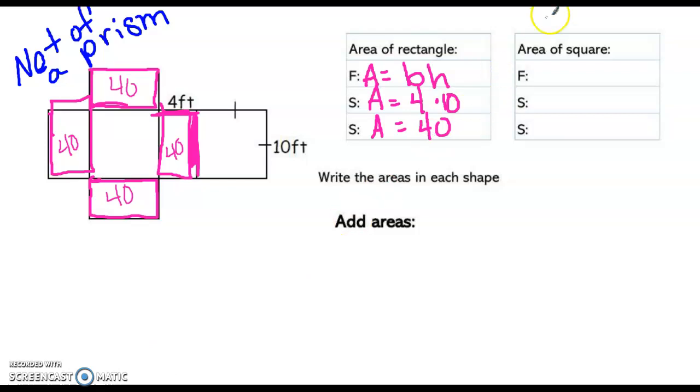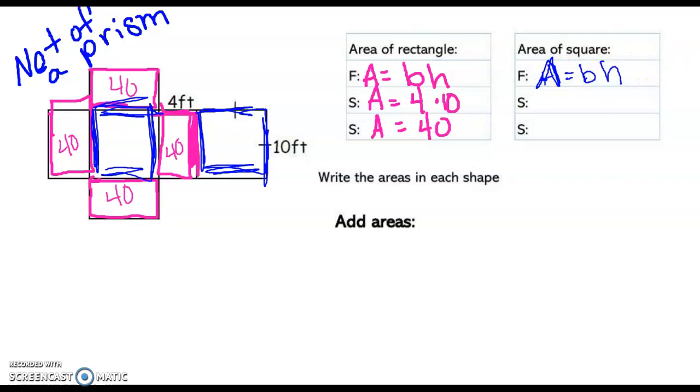Then we have the area of the squares. Those in essence turn into our bases, our top and bottom faces, right here. So area of a square is just a rectangle whose sides are all the same length. So A equals BH is still our formula. A equals 10 times 10, and A equals 100. So this one's 100, and this one is 100.